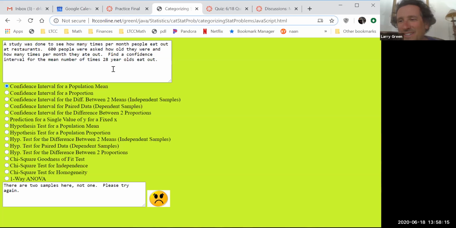What is this one? I purposely did it wrong. Notice it says there's two samples here, because it's how old they are and how many times a month they eat out. Figured I'd do the one that you guys would probably all do.